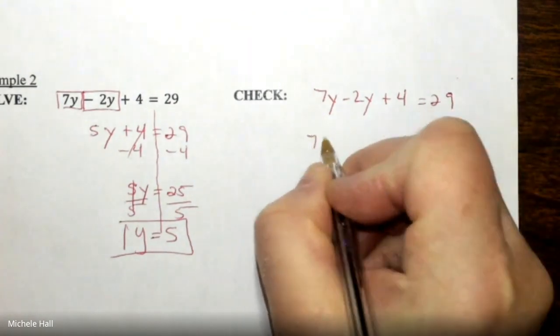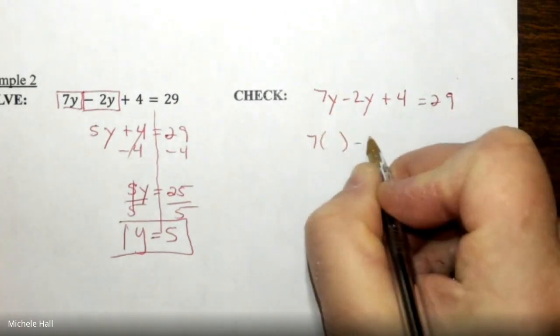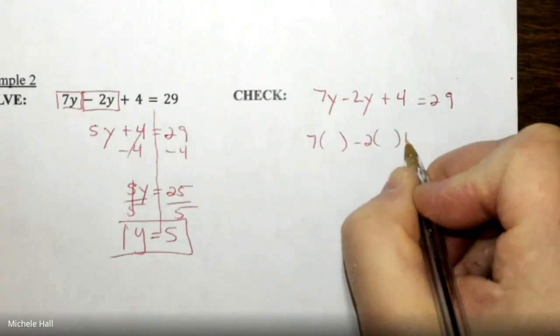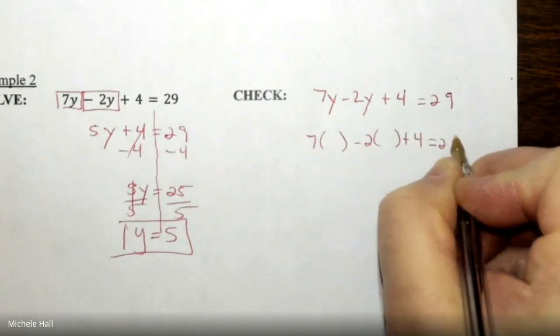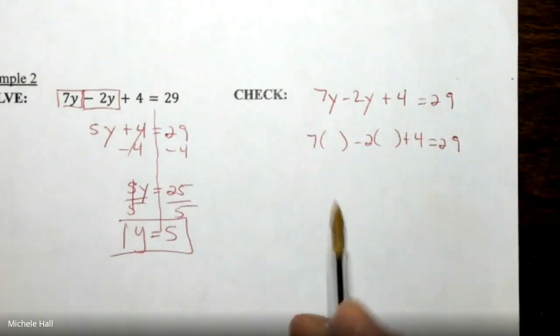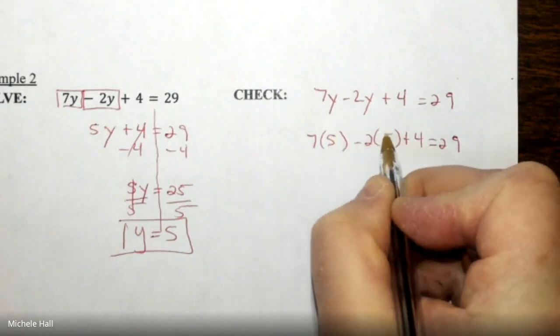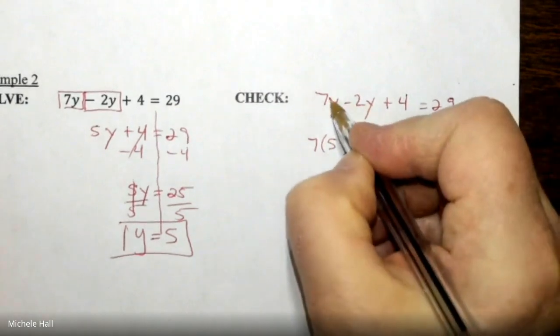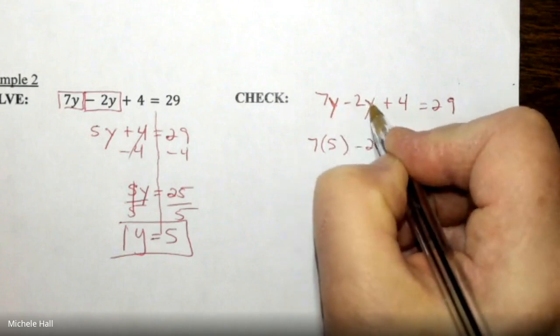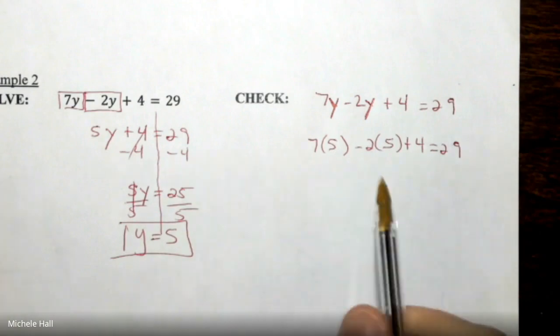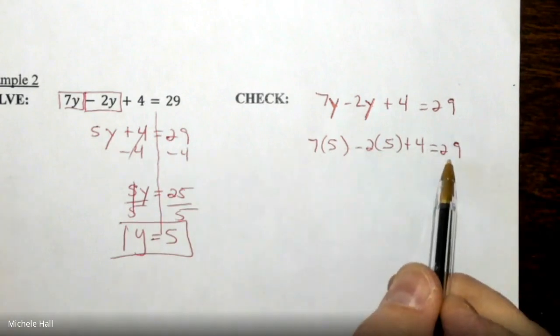So I know it's 7 times y minus 2 times y. Multiplying is going on between those. Plus 4 equals 29. I'm using parentheses to hold that multiplication. 7 times 5 and negative 2 times 5. That is the y value that we are substituting in for. And then I simplify. Simplifying this side to see if I get 29.